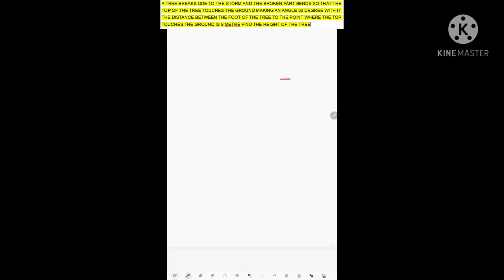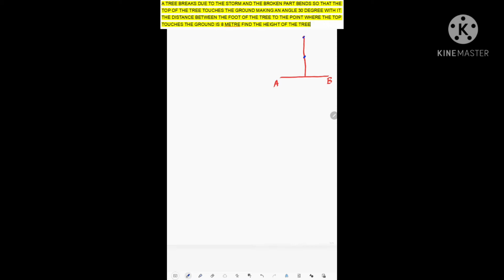Hi friends, today let us see a new problem which is related to the application of trigonometry. It's a very important and very interesting problem, related to the air and a tree. This is AB. AB is the ground and this is the height of the tree.